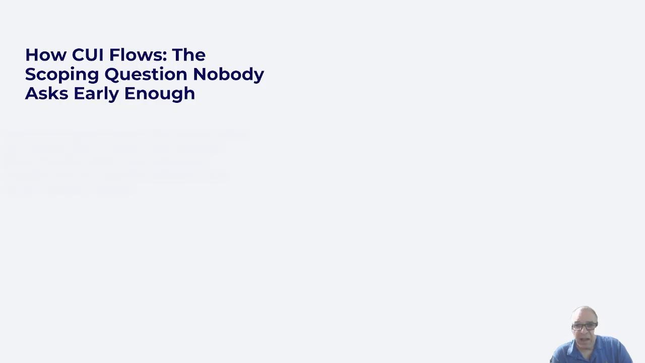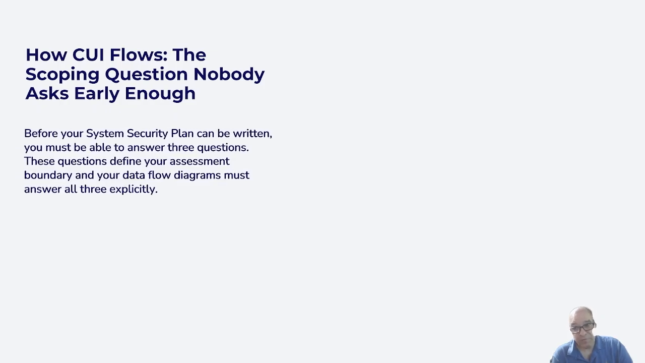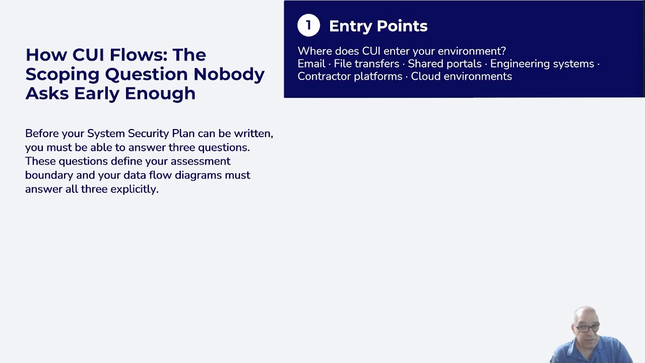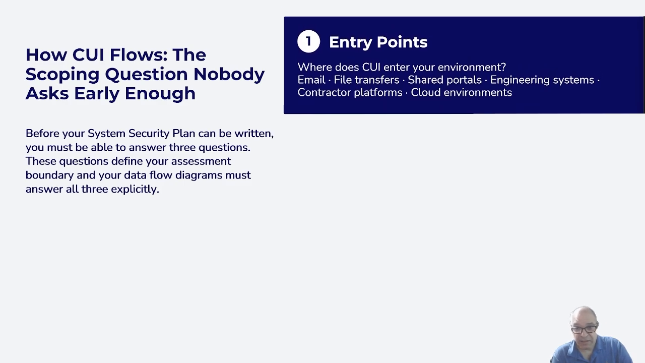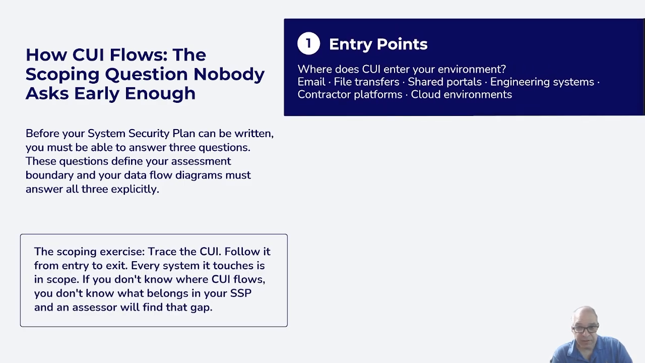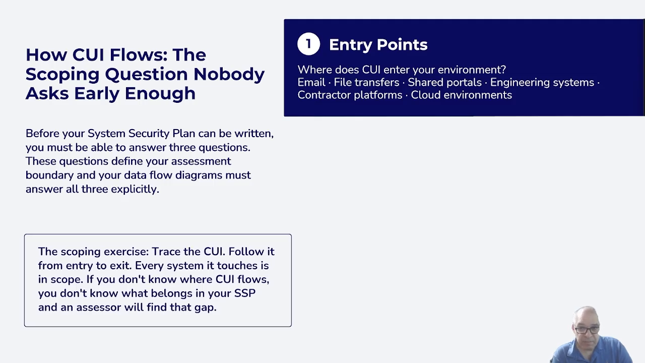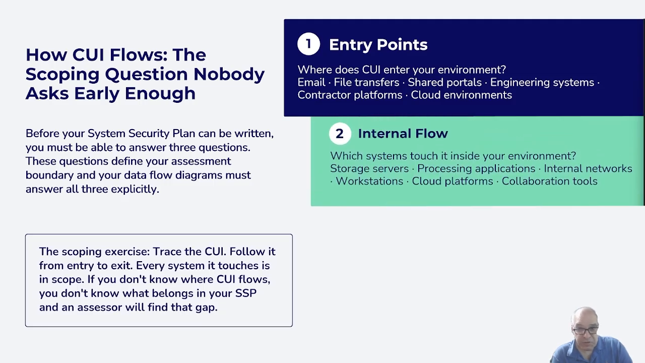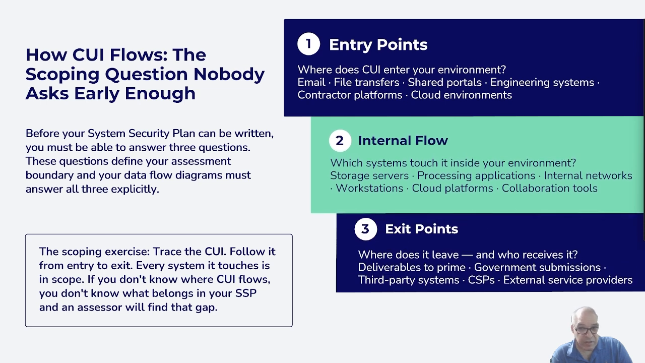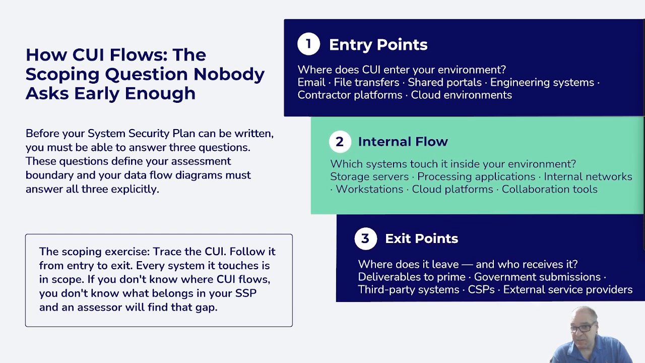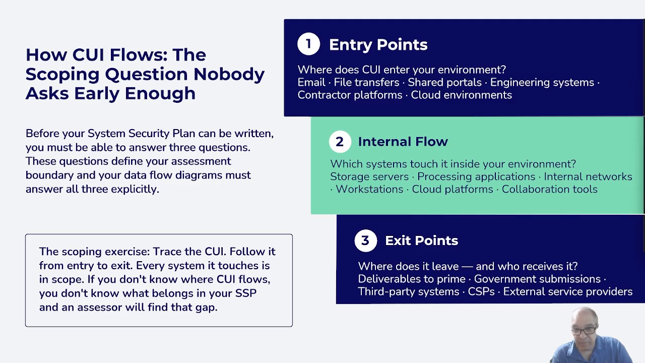Here's a scoping question most organizations don't ask early enough. How does CUI actually flow through your environment? CUI enters your organization through specific channels: email from a contracting officer, file transfers from a prime contractor, a shared portal, an engineering system. It moves through your environment, stored on servers, processed in applications, transmitted between systems, and it exits in deliverables to the prime contractor or government through cloud platforms or through third-party systems. 3 questions define your assessment boundary. Where does CUI enter your environment? Which systems touch it while it's in your environment?